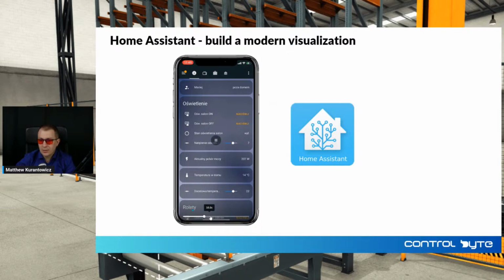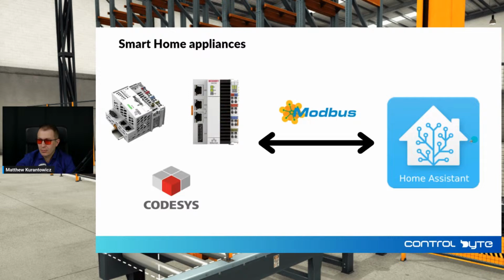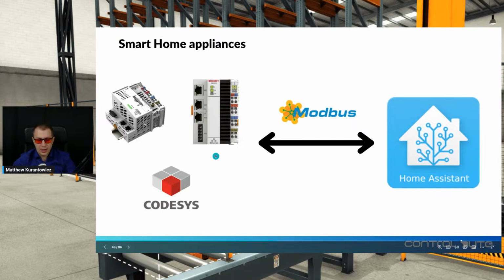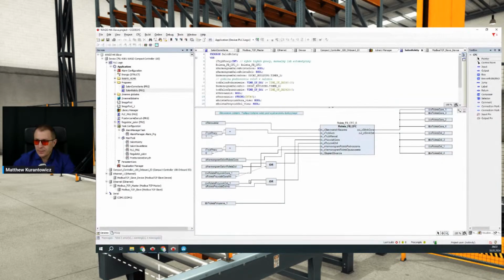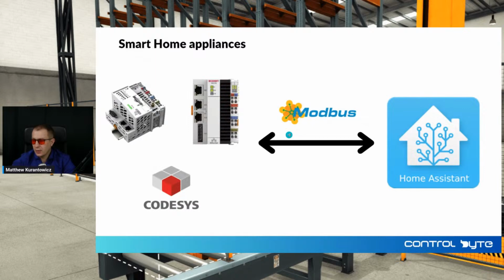Once again, this is a look of our mobile app. And how to create an application with CODESYS and Home Assistant. You need to communicate such a WAGO device using Modbus. And that's all. You need to create a control program in CODESYS, like here, and the mobile app in Home Assistant.